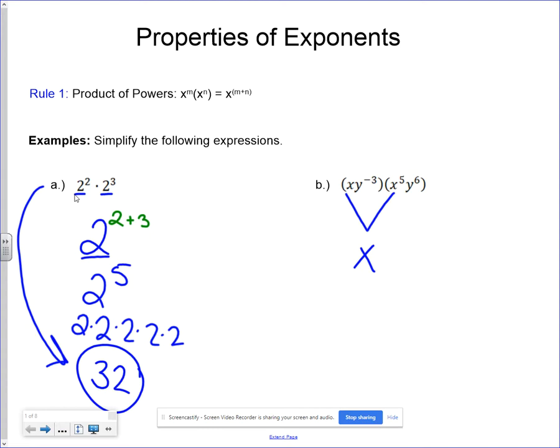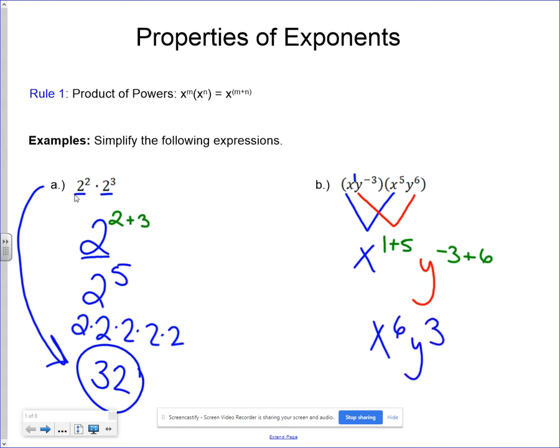So what do I do? I add the exponents. Well, what's the exponent on this first x? I don't see one. So the exponent on that x is a 1. It's x to the first power. X to the first power is x. So we're going to take 1 plus 5. Now I'm going to multiply my y's together. So I've got y to the negative third times y to the 6. Well, let's add the exponents. So let's take negative 3 plus 6. So the answer that we get is x to the 6th power, y to the 3rd power.